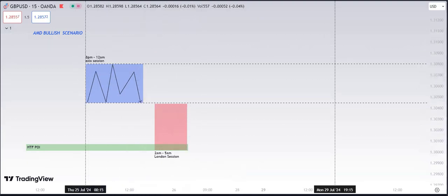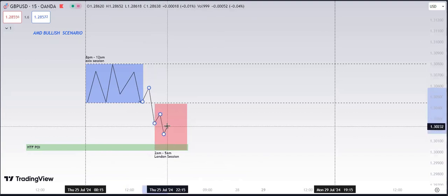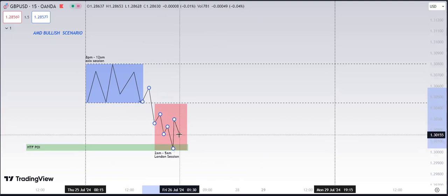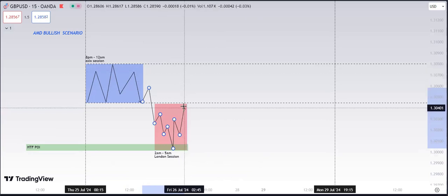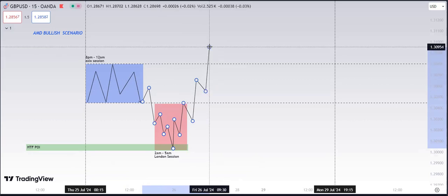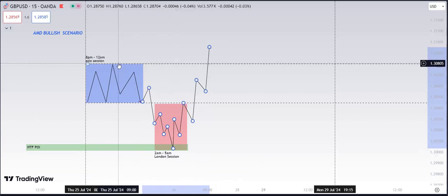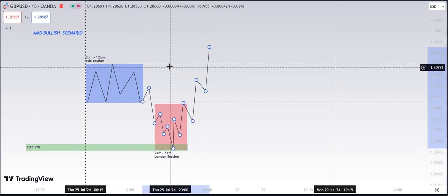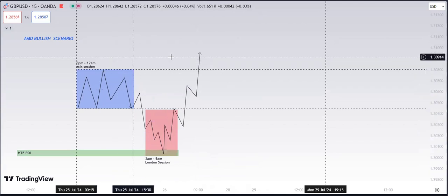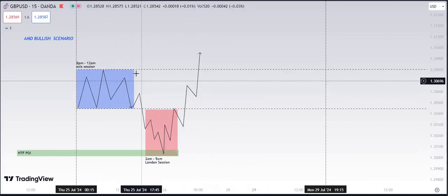Now, like I said, you might get a sweep of this high, the buy side liquidity if you're in a bullish scenario, or you might equally not get it, and you get price manipulating straight into your POI without taking the buy side liquidity. Then it breaks out, continues breaking out, moving in. Now it comes to this level and breaks out of the Asian high. You want to see price break out of this Asian high before considering a move for the AMD setup.